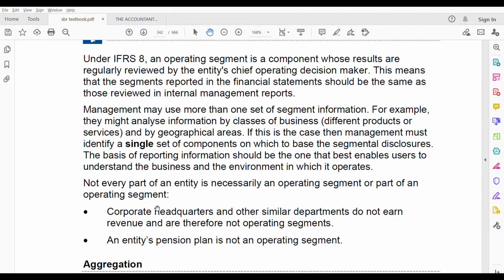In which you are basing your segment disclosure, that should be a single set of components. So the basis of reporting information should be the one that, so how do you report the information? For example, if you think that segmenting according to product would be better because users can understand the business better that way, or according to geographical area, or according to service. You have to decide on that, whichever best enables users to understand the business and the environment in which it operates.